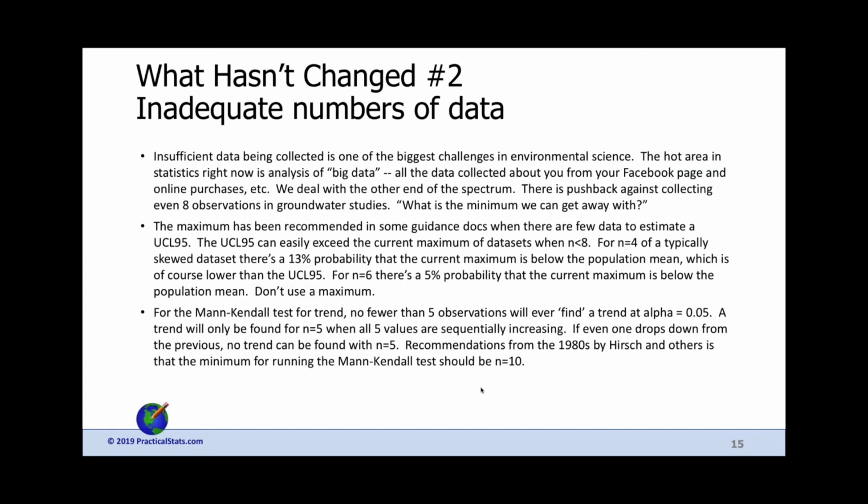So what hasn't changed, I haven't yet got to what has changed. What hasn't changed is insufficient numbers of data. I think it's probably the biggest challenge in environmental science these days. The big research in statistics is on something called big data, which means huge data sets, usually things collected about you and your Facebook page and your online purchases, and that determines, they think, or at least gives a good classification for what you might buy in the future. They use the same kind of big data procedures in genomics, so other places where there's just a mass of data, a huge amount of data that they want to make some sense out of the patterns. We deal with small data. And so the important thing is not to make it too small for what you're trying to do.